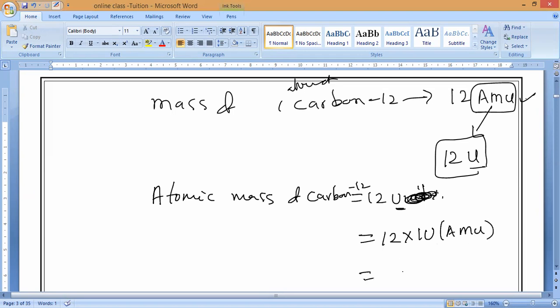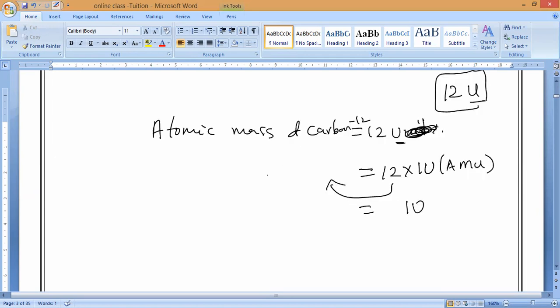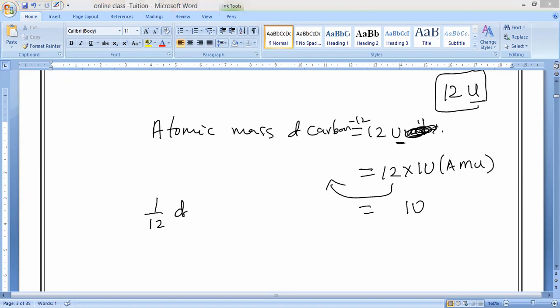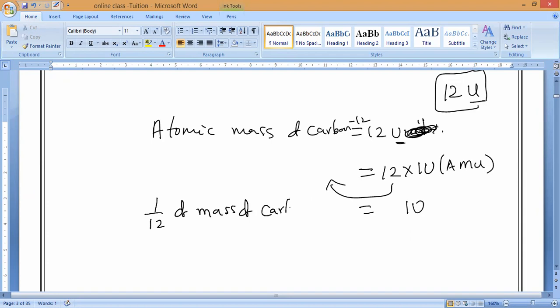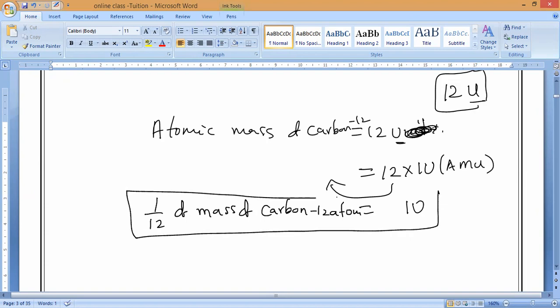12 is on one side in multiplication, so it will come to this side as division. So what can I write now? 1 by 12 of the mass of a carbon 12 atom. The mass of a carbon 12 atom is equal to how many units? 1 atomic mass unit. Do you understand, guys? This is what we call 1 unit.